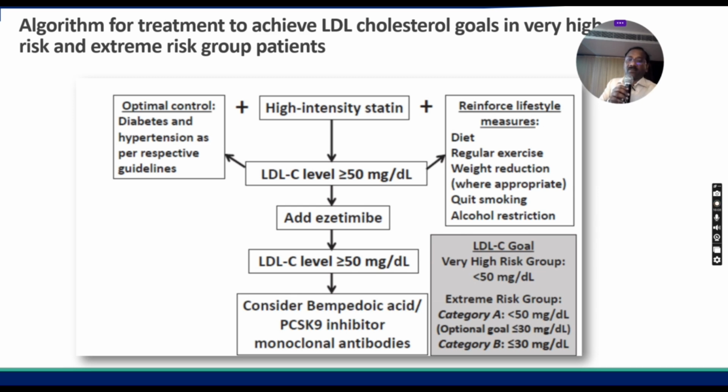You can add bempedoic acid, which is easily available right now in the market in the form of 180 milligrams, or you can go for a PCSK9 inhibitor, provided your goal is 30. These are monoclonal antibodies that increase the LDL receptors in the body, so that the LDL cholesterol concentration in the blood is lowered by increasing the tissue level of LDL receptors.